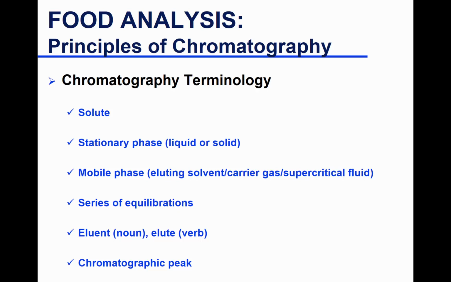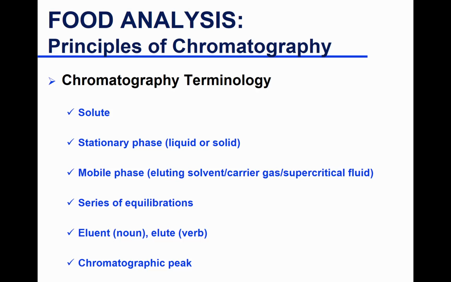Then the mobile phase, we call it the eluting solvent. The word eluting is to help come out. Okay? Whatever is eluting is the component that is coming out. So it could be an eluting solvent or a carrier gas. In gas chromatography, your eluting or your mobile phase is gas. It's not liquid, so we call it carrier gas. Or it could be a supercritical fluid like CO2, for example, at elevated temperature and pressure. And we'll talk about that when we get to that part.